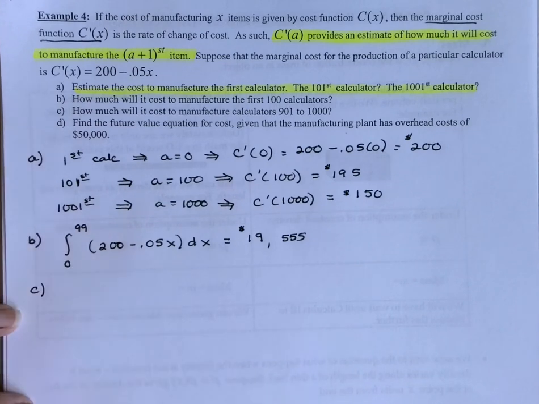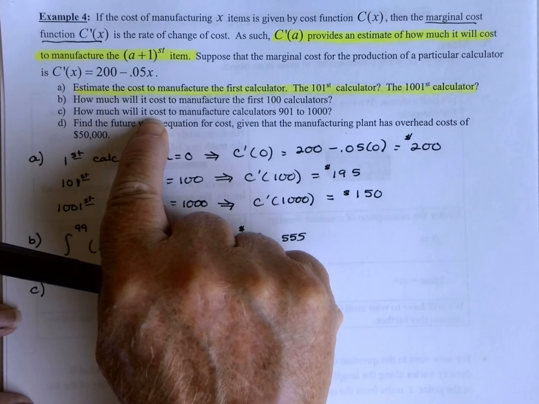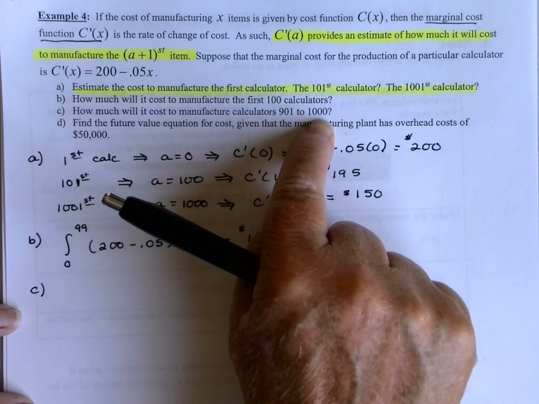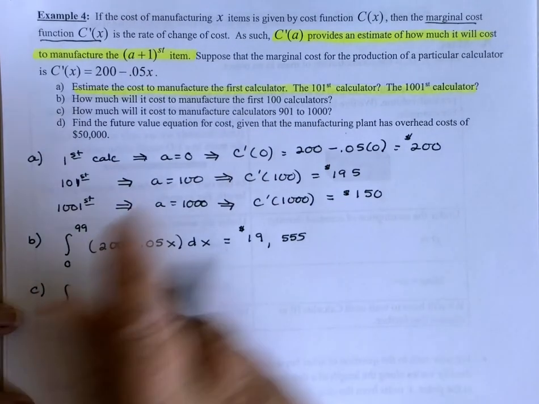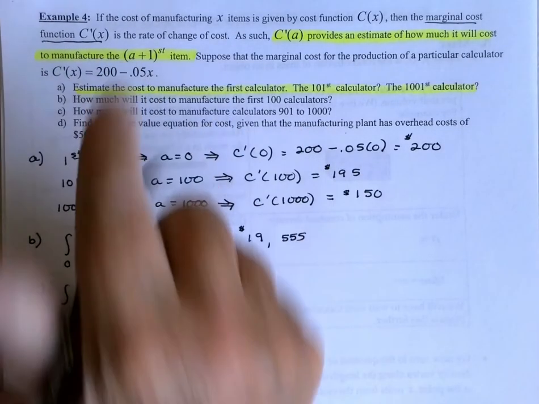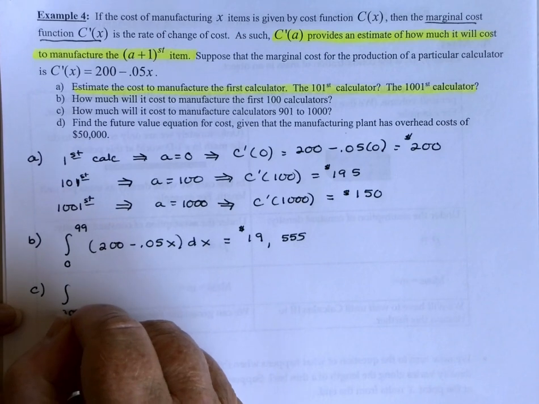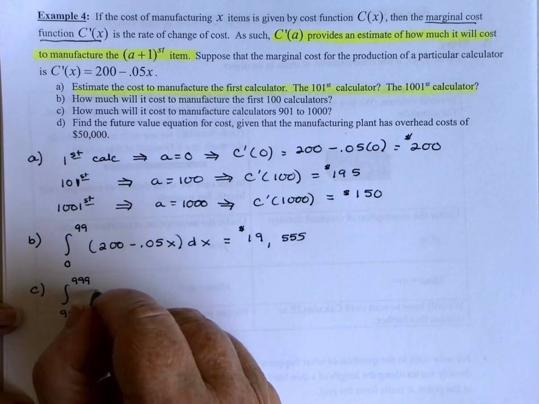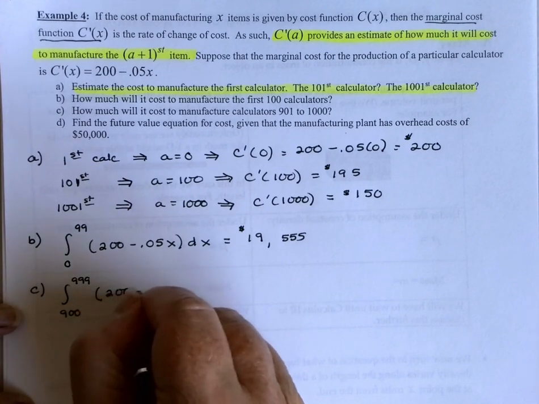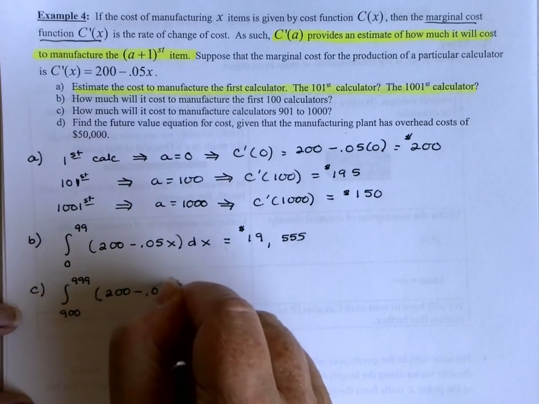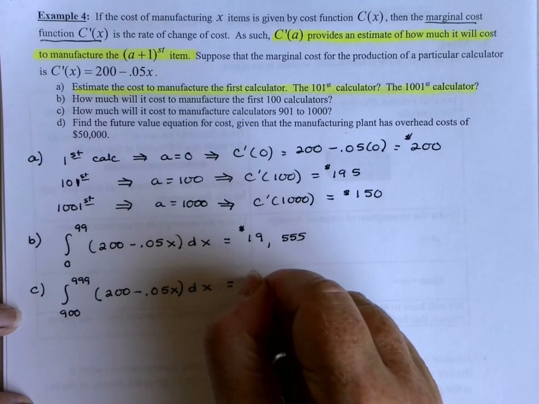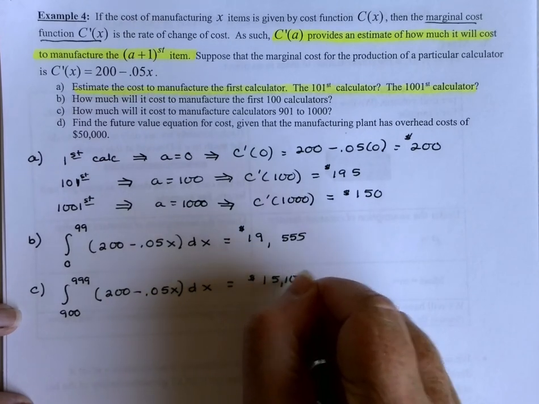Part C, how much is it going to cost to manufacture calculators number 901 through 1000? Let's see, calculator 901 would be an A value of 900, and calculator 1000 would be an A value of 999. And again, rather than adding them all up individually, much more efficient to simply integrate. And I came up on this one with $15,100.